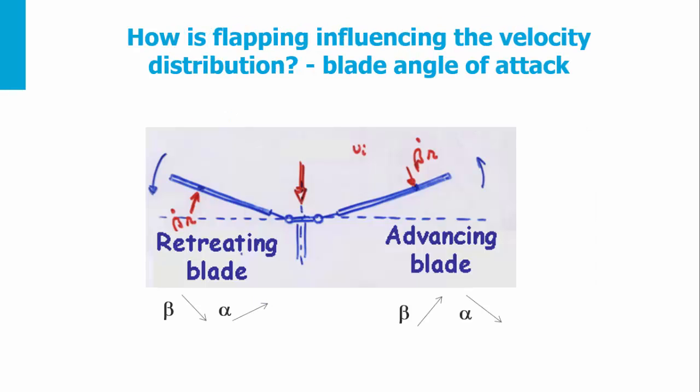How is flapping influencing the velocity distribution? It is influencing the blade angle of attack. On the advancing blade, the blade is moving up at a flapping velocity beta dot r, and as the flapping is increasing, the angle of attack on the blade is decreasing. On the retreating side, opposite, the blade is flapping down, and therefore the angle of attack is increasing. In this way, as we have more velocity on this part and less velocity on the retreating side, the lift forces are equalized on the advancing and the retreating side, and we can fly forward. As I said, the flapping hinge was introduced by Cierva.